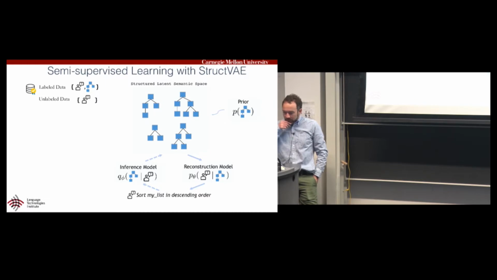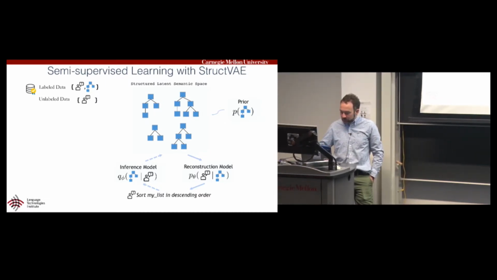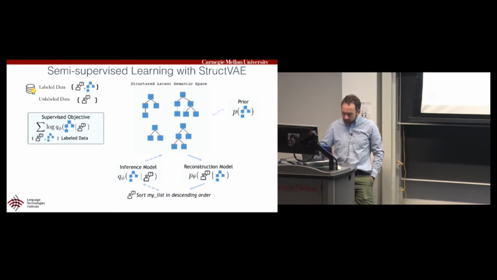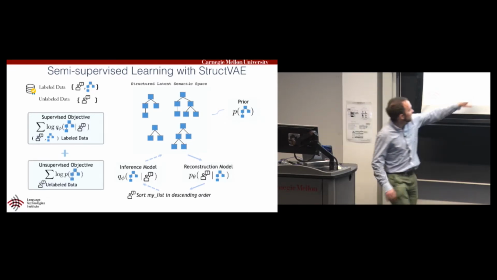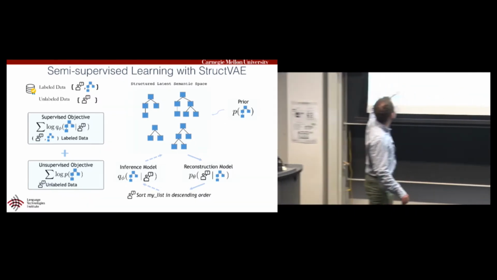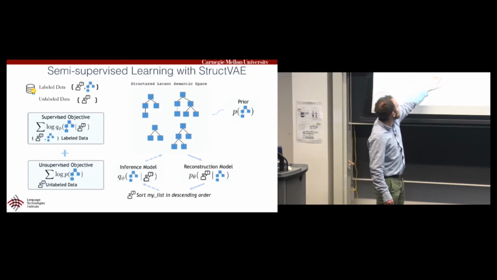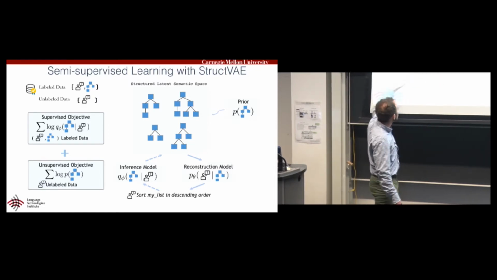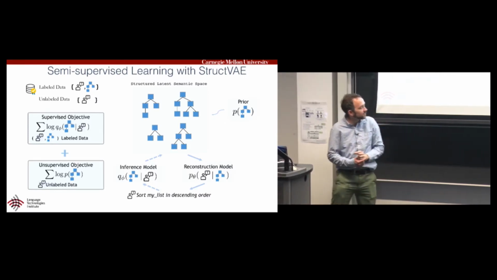No? OK. So for our semi-supervised learning with the struct VAE, we have a supervised learning objective where these are our labeled data. And we also have an unsupervised objective. I think this is a mistake. This should actually be the probability of the utterance. So we want to optimize the probability of this utterance over all of the utterances in our training data.